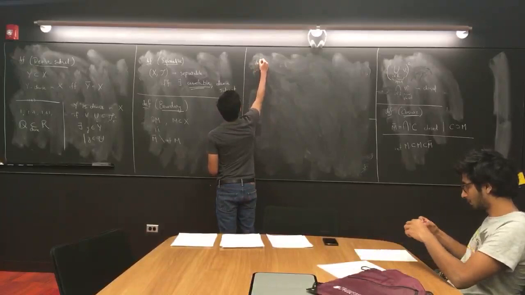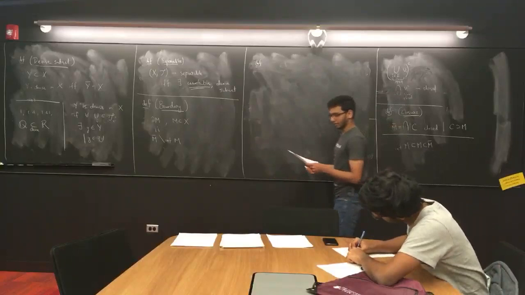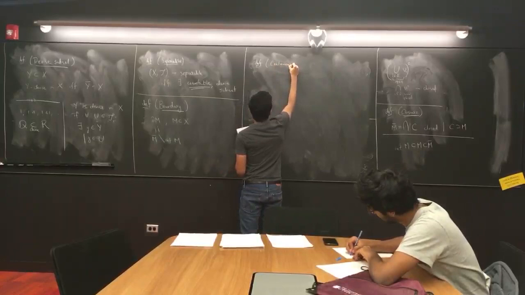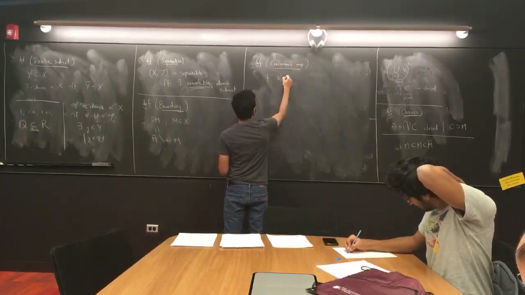Now we get to maps between topological spaces. A continuous map from a topological space to X.